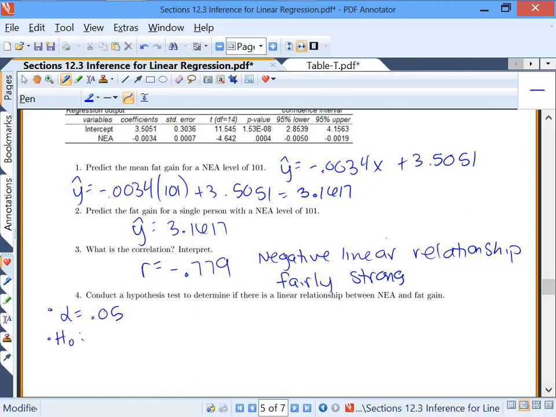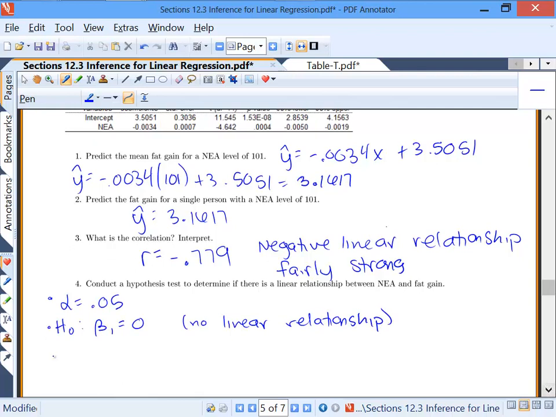Picking your null and alternative hypotheses. So the null hypothesis is always going to be that beta 1 equals 0, so no linear relationship. And what is the alternative hypothesis in this situation for this problem?